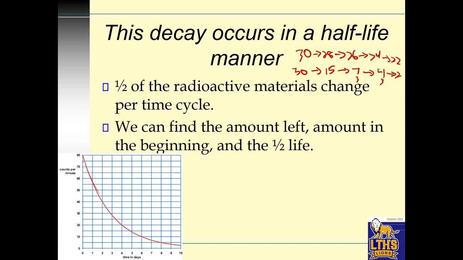So notice here I started at 80. If it took 2 to get to 40, to get to 20, it would take 2 more to get to 10, which is half, right? We can find the amount left, the amount in the beginning, and the half-life.